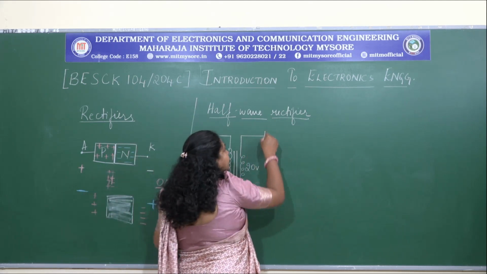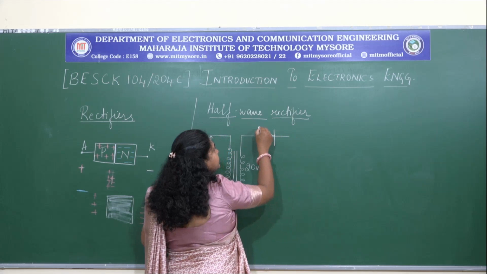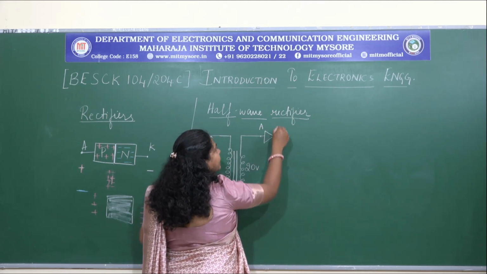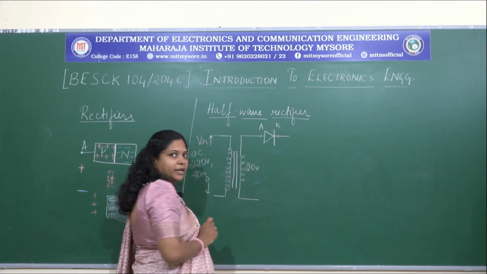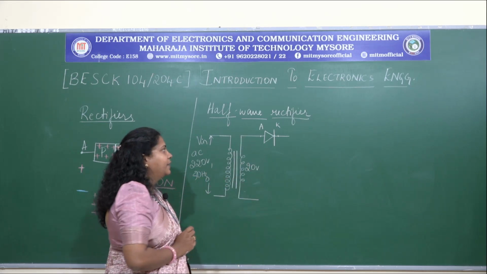Now what we are going to do, let us use one single diode in this direction. This is the anode of the diode and this side is the cathode of the diode. So this is the direction of the diode that we are going to place.